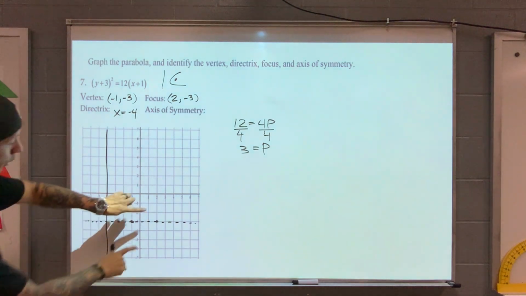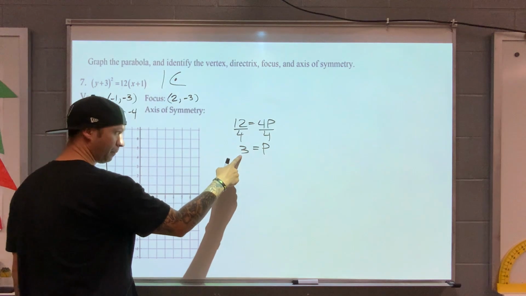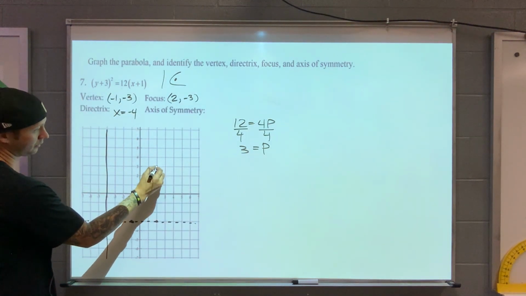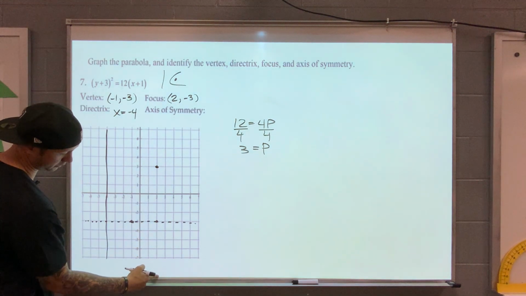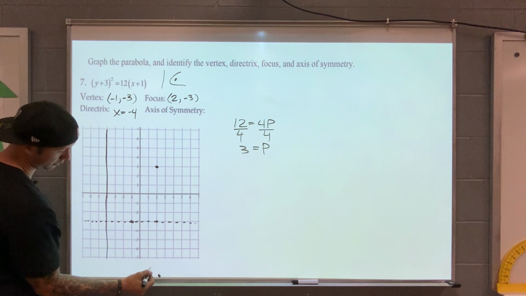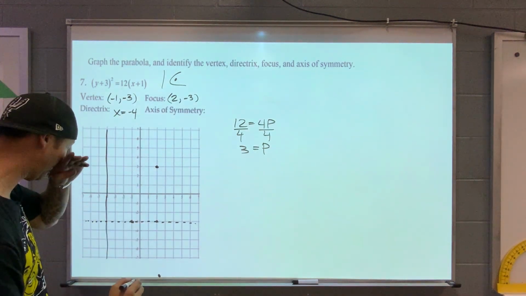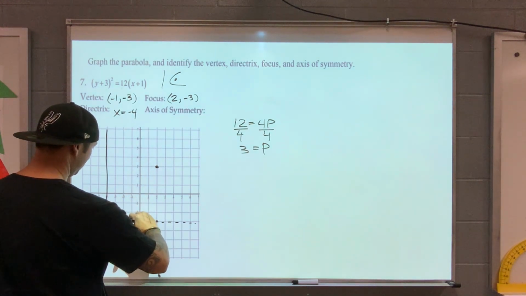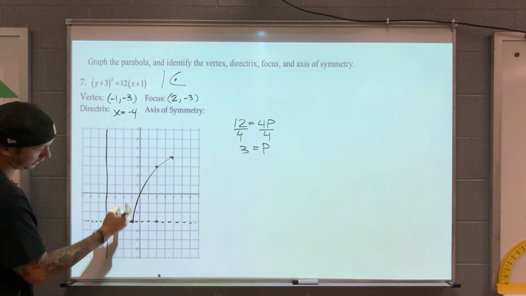And now we just need the points left and right of the focus, or in this case, up and down. So 2 times p. 2 times 3 is 6. 1, 2, 3, 4, 5, 6. Okay, connect it. All right, this is going to be a little inaccurate or not precise. I'm curious to see where it actually goes through.